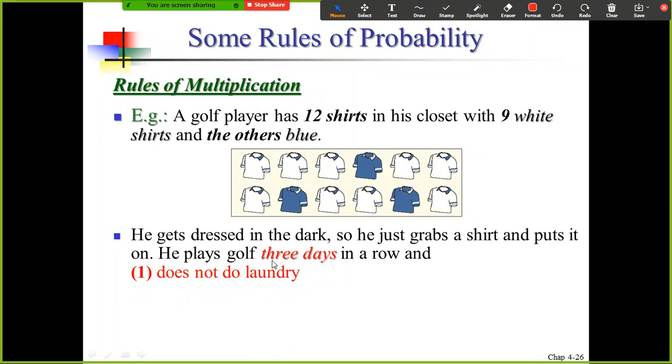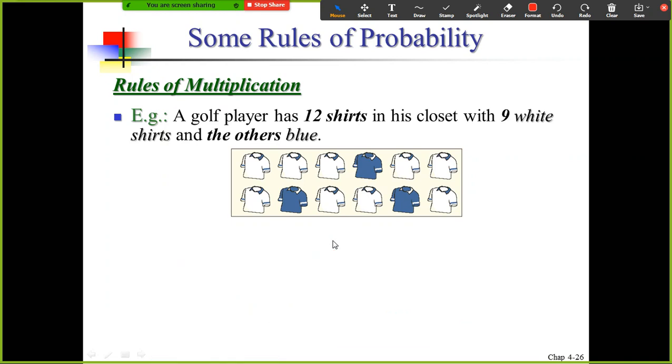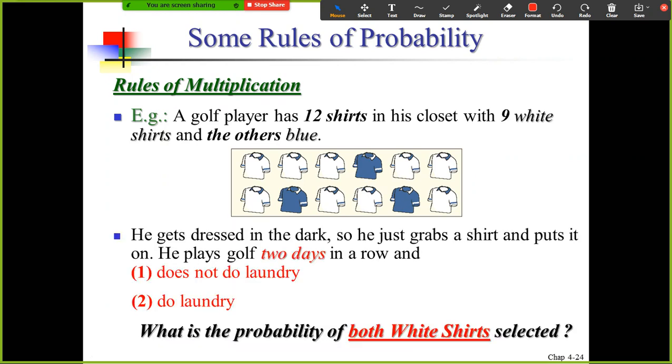The other day, suppose that now he plays 3 days, not 2 days, after the previous one. He plays 3 days in a row, day 1, day 2, day 3. The first condition, do not laundry. Second condition, laundry. And the question is the probability of 1 white and 2 blues. Okay, 1 white shirt and 2 blue shirts selected. So how many questions do I have based on this? 6 questions.